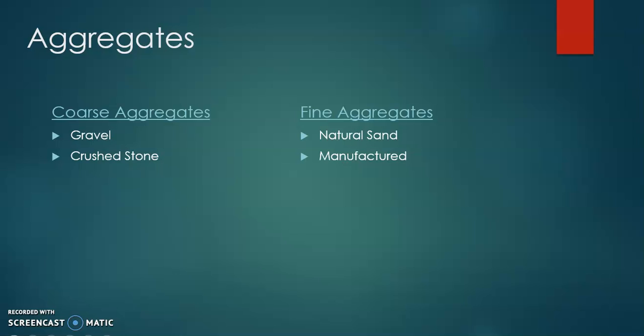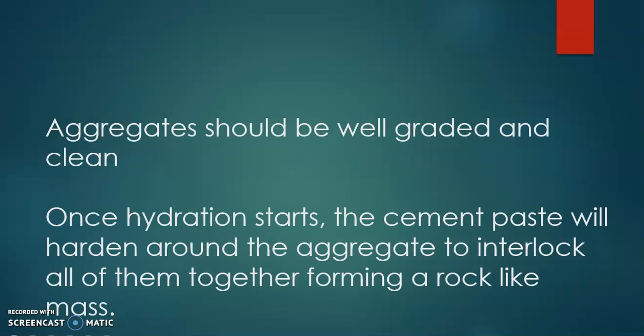Aggregates: there are two types of aggregates. Coarse aggregates are gravel or crushed stone; fine aggregates are natural sand or manufactured sand. Manufactured sand is typically the fines that are left over when they're manufacturing gravel and crushed stone, and then they take those fines and sell them as fine aggregate. Aggregates should be well graded and clean.